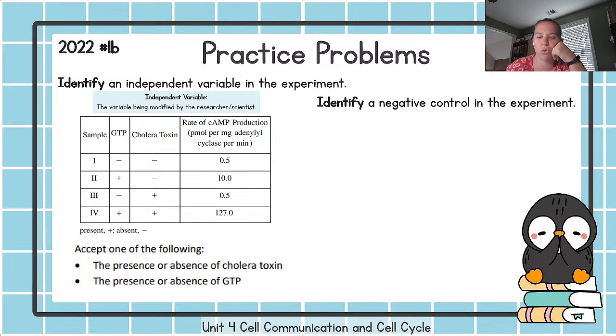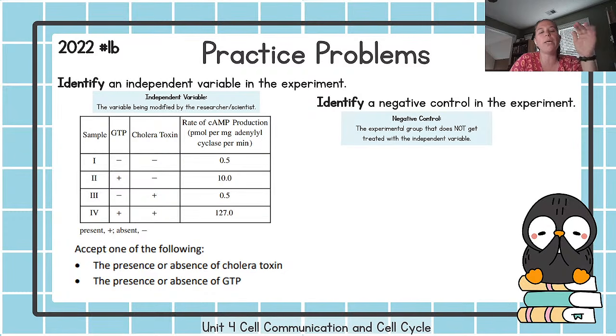Negative control. Okay, what's the negative control? Negative control is going to be where it doesn't get whatever the experimental treatment is, okay? So it's not treated with the actual independent variable, okay?